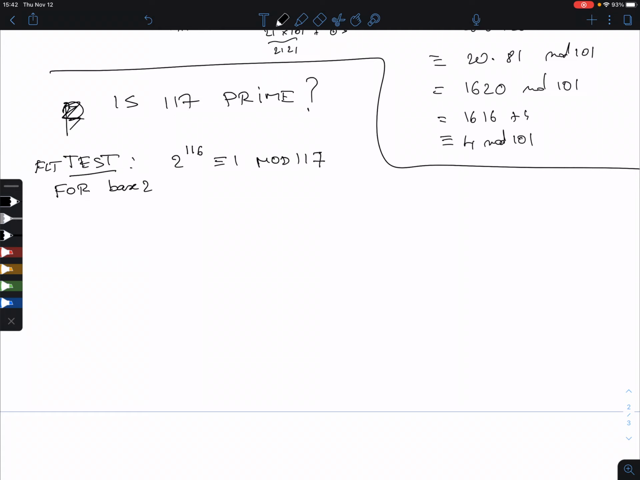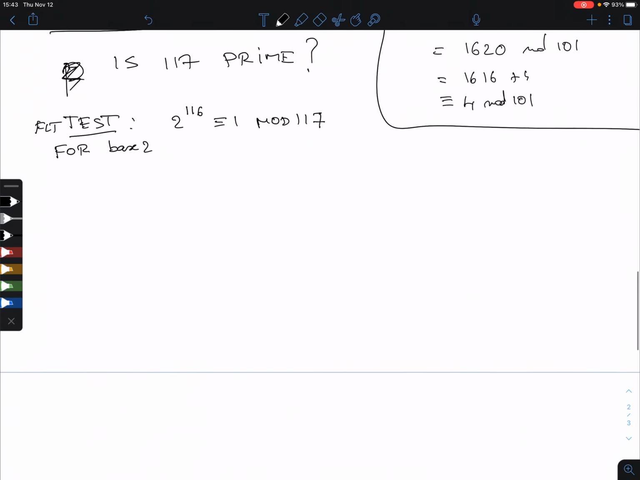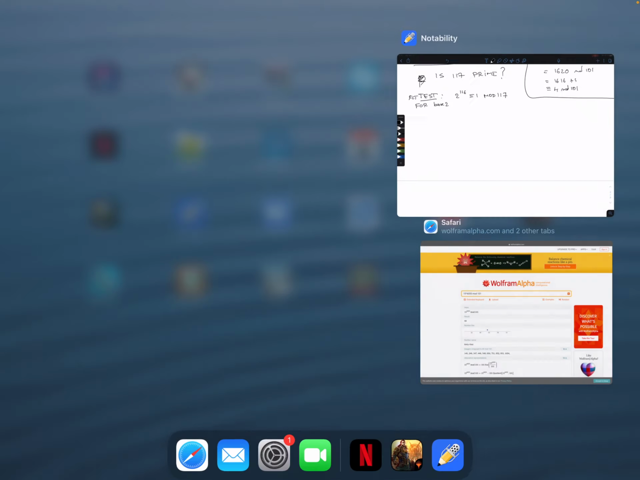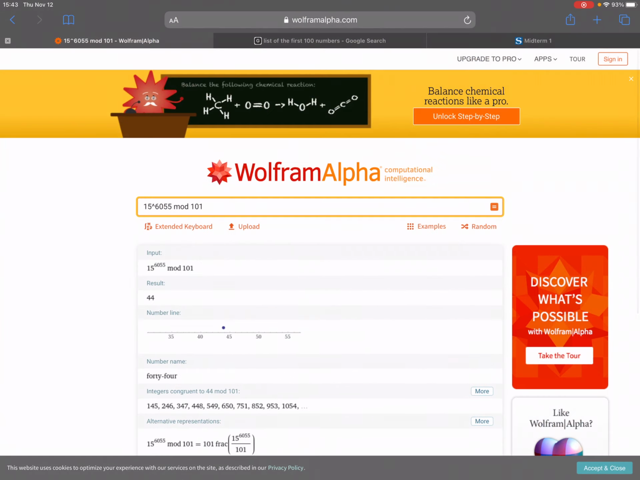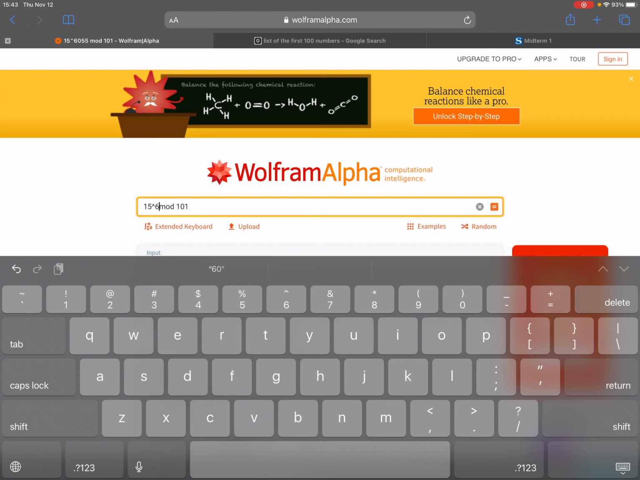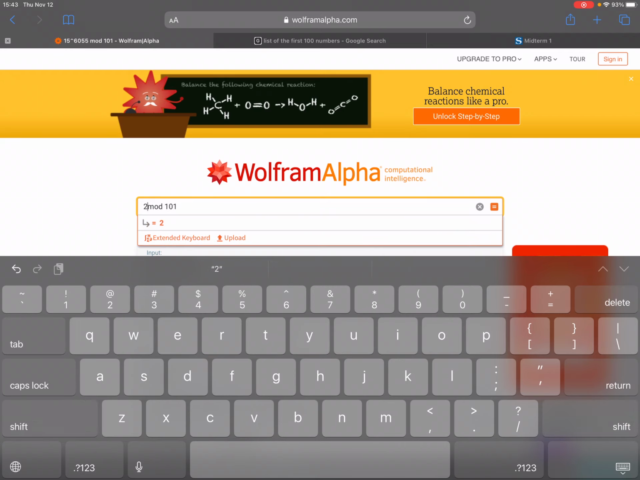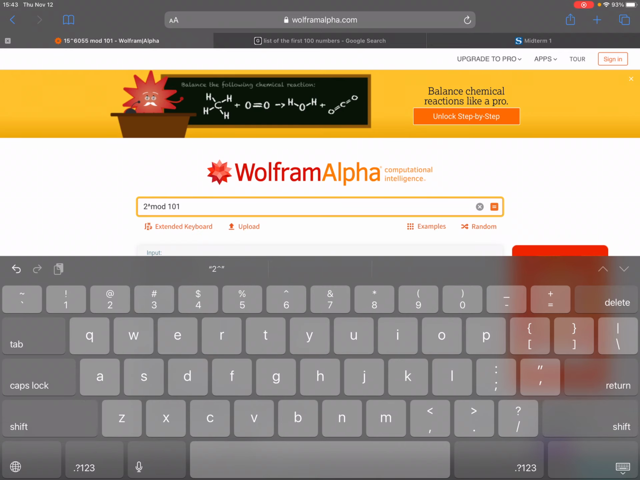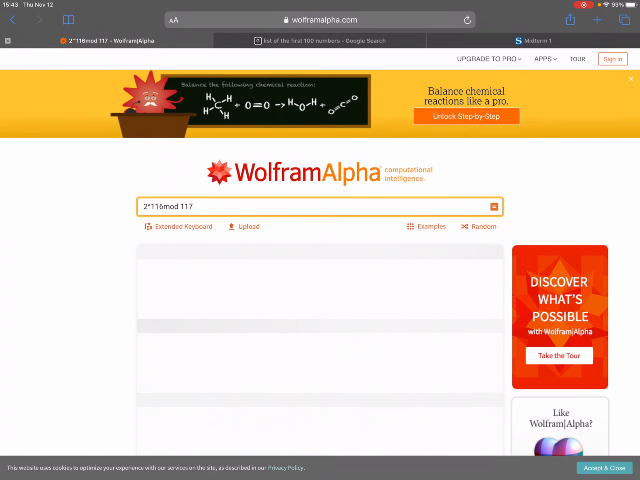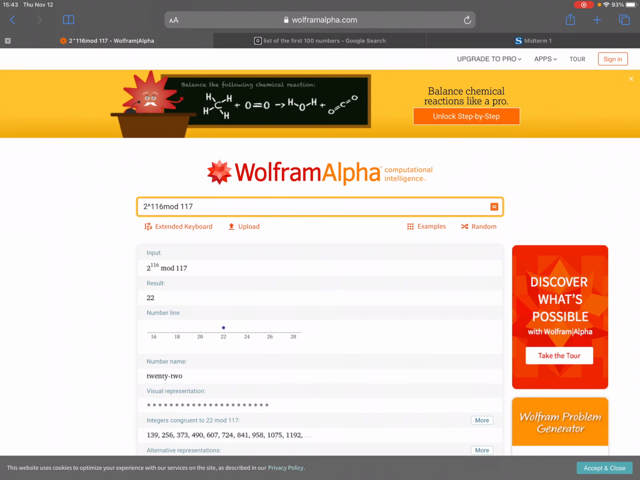Now, the only way that I can really calculate this is using our method that we just did. Write 116 as a power of 2, do the squaring thing and put it all together. Now, this is going to take us forever, so I'm going to really cheat and go to Wolfram Alpha and see what it says. So 2 to the power 116, mod 117. What do we get? It should be 1. It's not.